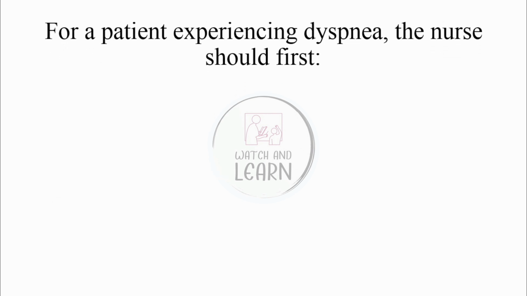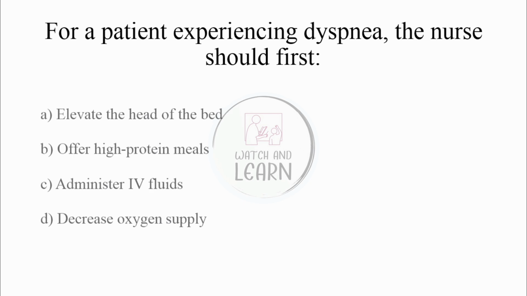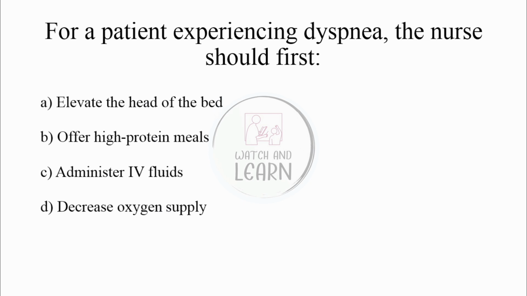For a patient experiencing dyspnea, the nurse should first, options are option A, elevate the head of the bed. Option B, offer high protein meals. Option C, administer IV fluids. Option D, decrease oxygen supply. The right answer is answer A, elevate the head of the bed.